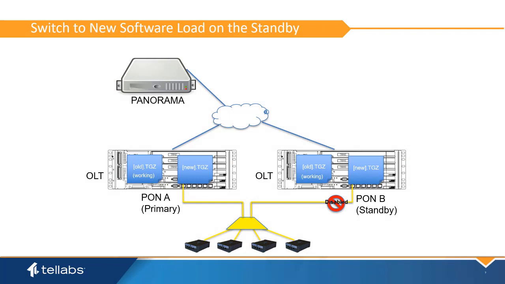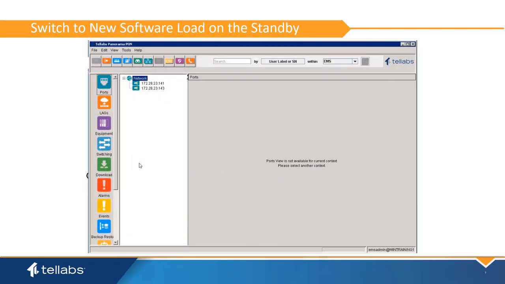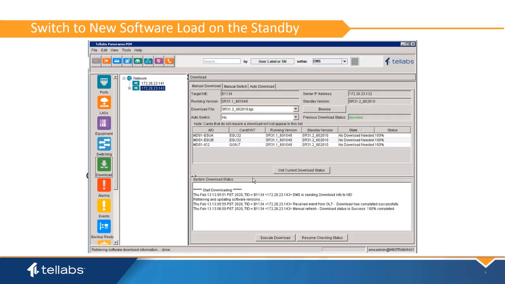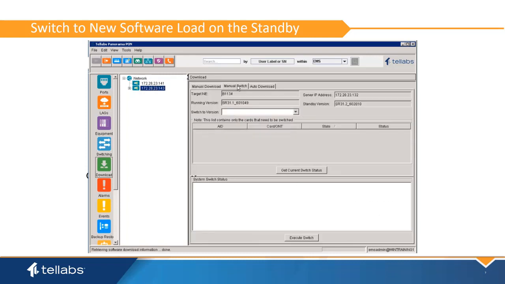On the standby OLT, make sure the download completes successfully, and then execute a switch to the new software load. This action is not service affecting because service remains on the primary OLT. In the download application, select the Manual Switch tab. Select the Switch to version, and then click on Execute Switch to start the process.